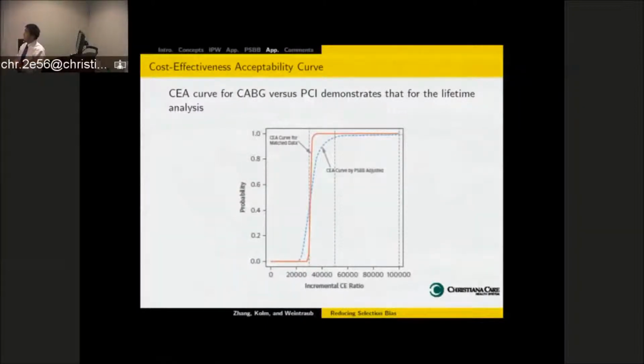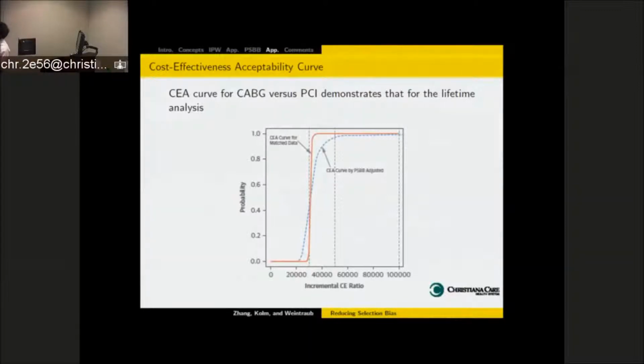Okay. And here, this is for the cost-effectiveness acceptability curve. So this curve is for the propensity score adjusted. And this one is for the matched data set. We can see that for the matched data set, this process is much different.